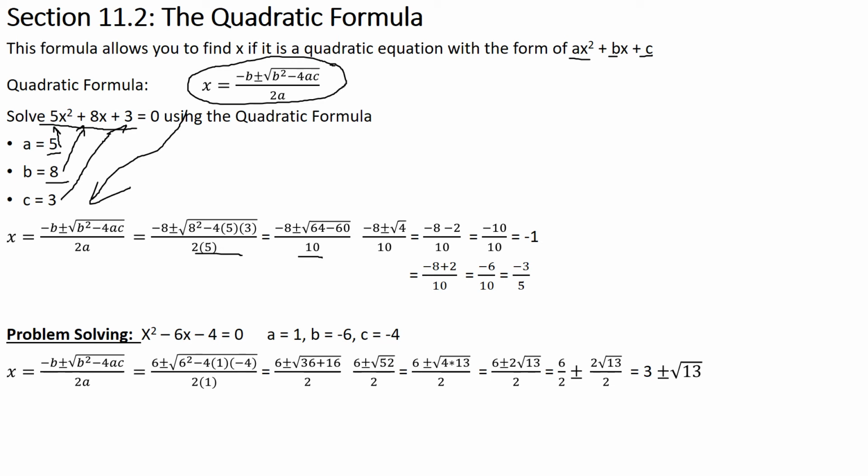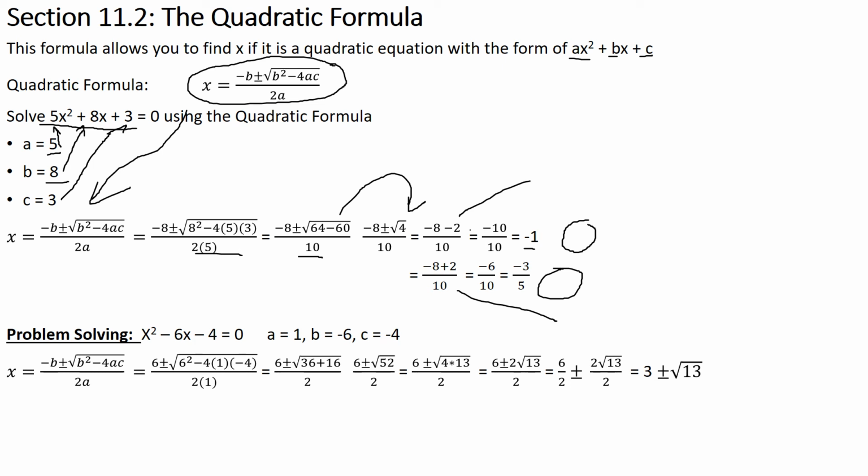So square root of 64 minus 60 is 4. My answer is going to be negative 8 plus or minus square root of 4, which is negative 8 plus or minus 2. I put the minus on the first one, and the plus on the second one. Negative 8 minus 2 over 10 is negative 10 over 10, which is negative 1. Negative 8 plus 2 is negative 6 over 10, which is negative 3 out of 5. So I got two answers for my x. x equals negative 1 and x equals negative 3 over 5.